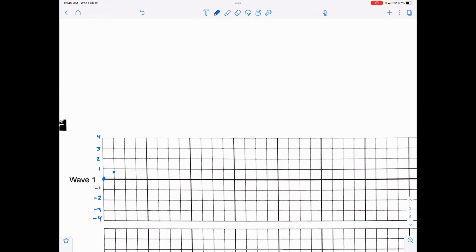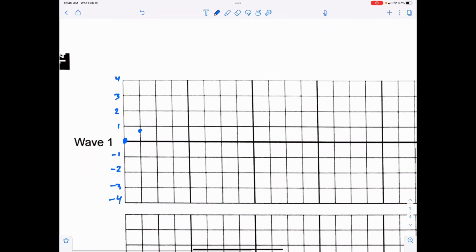What I want you to do is go back and forth and plot the wave. Pause the video, and when you're done, resume the video to see if it matches what you have.